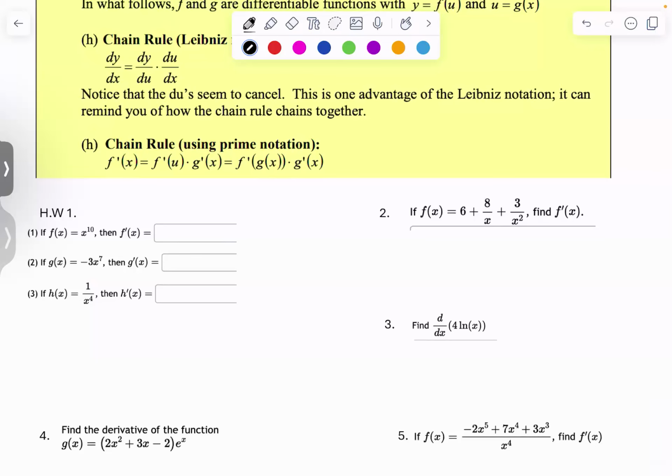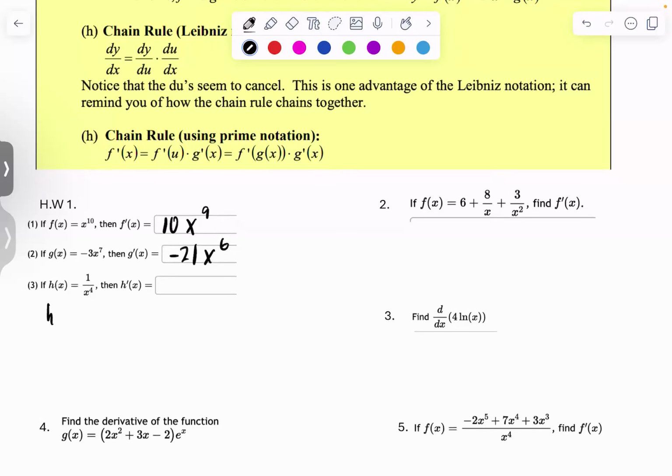And here's homework 1. We have f of x equals x to the 10th power. Then the derivative, I already did something like this. This is going to be 10 times x to the 9th power. Remember, we subtract 1 from the exponent. g of x equals negative 3x to the 7th. 7 times negative 3 is negative 21, x to the 6th power.